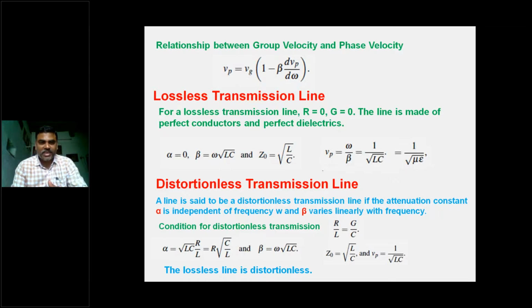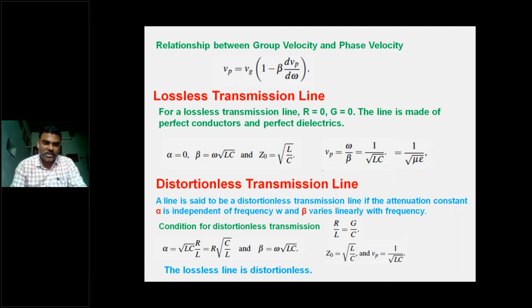Similarly, a line is said to be a distortionless transmission line whenever the attenuation constant is independent of frequency and the phase shift constant is directly proportional to the frequency. That means alpha is constant with respect to frequency, and beta is directly proportional to frequency, or linearly varying with frequency. Then you can call that a distortionless transmission. And with that condition, we have for distortionless transmission R by L equal to G by C. So whenever R by L is equal to G by C, you can say the transmission line is distortionless.